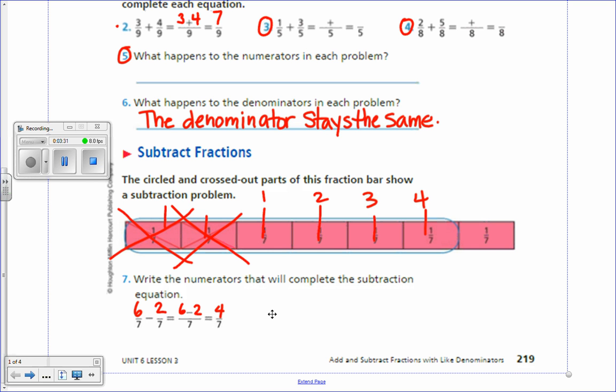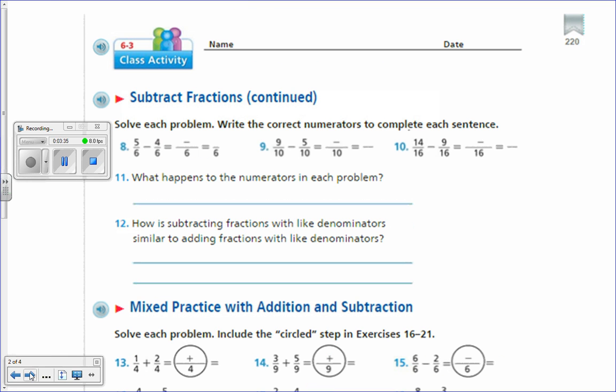So it's important to see that our denominator stays the same. All we're doing is adding or subtracting in this case. 5/6 take away 4/6 is 5 take away 4, which is 1/6. Again, I'm going to have you answer 9, 10, and 11 on your own. And let's talk about 12. I want you to write down some answers that we can have a discussion about in class.